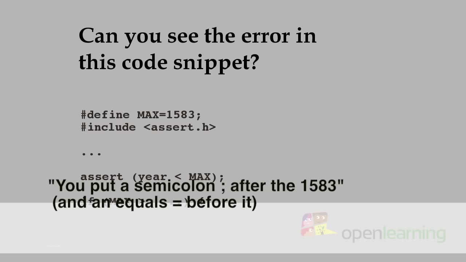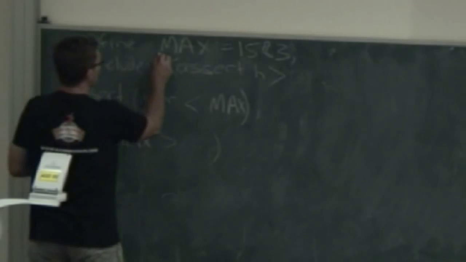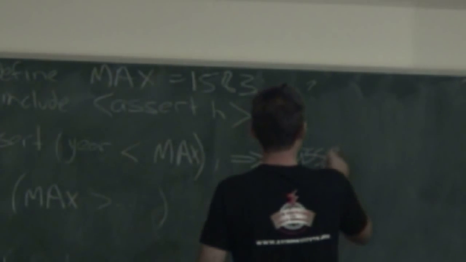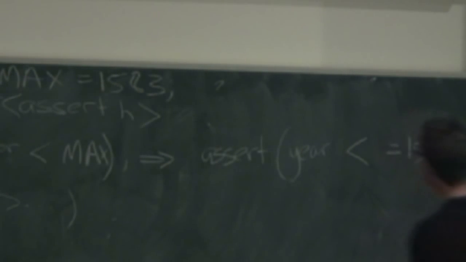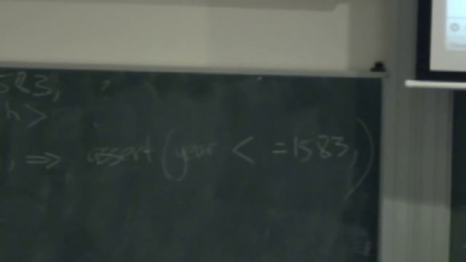Yes! Here's what happens. Hash defines are funny things, they don't happen at runtime, they happen at compile time. And everywhere in the program the word max appears, it's replaced by what comes after it. So this line was converted into, but you never get to see it because the precompiler does it, assert year is less than equals 1583 semicolon. Does that make sense? Well, it doesn't. It's the problem. So you need to not put the equals in because you're not assigning it.